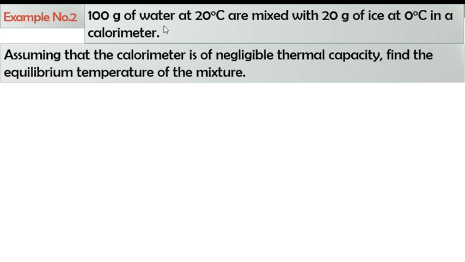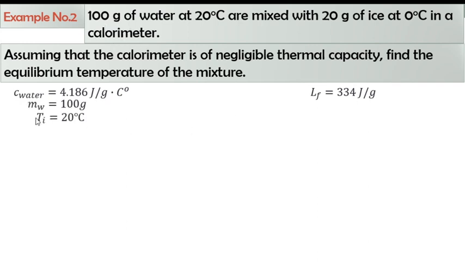We are given here water and it is mixed with ice. Therefore, we need the specific heat capacity of water and the latent heat of fusion, because our ice will melt. Aside from this, other givens are the mass of water, which is 100 grams, the initial temperature of water, which is 20 degrees Celsius, the mass of our ice, which is 20 grams, and the initial temperature of ice, which is 0 degrees Celsius.